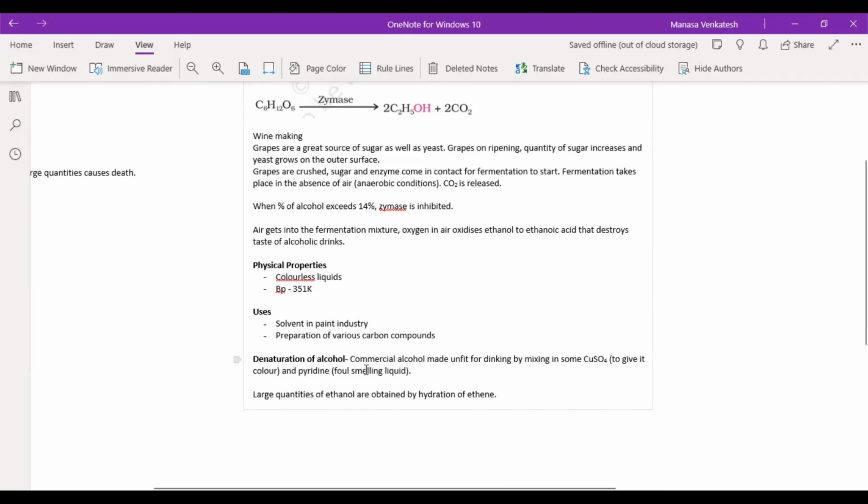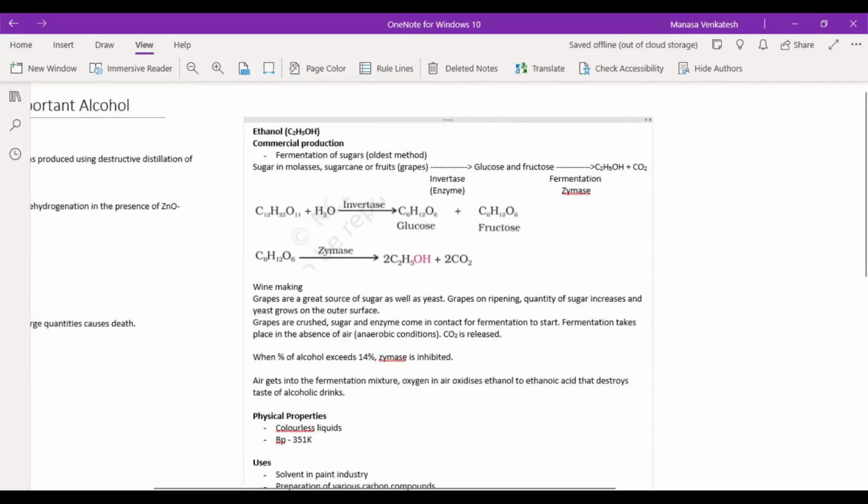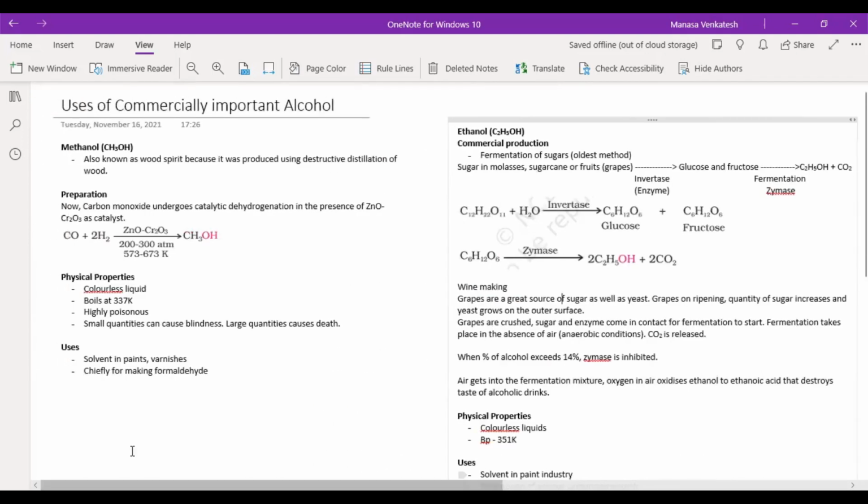The denaturation of alcohol. It is made unfit for drinking, as I just told you, by adding copper sulfate and pyridine, which is a foul-smelling liquid. Large quantities of ethanol are obtained by hydration of ethene. With that, we're done with ethanol and methanol, which are commercially important alcohols.